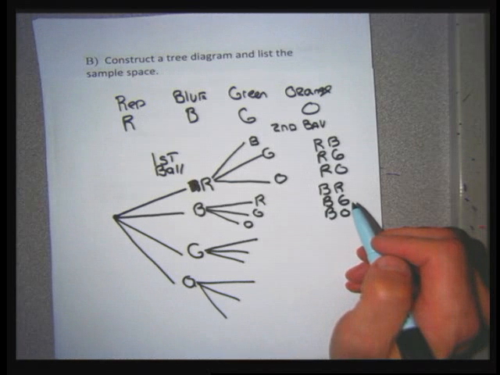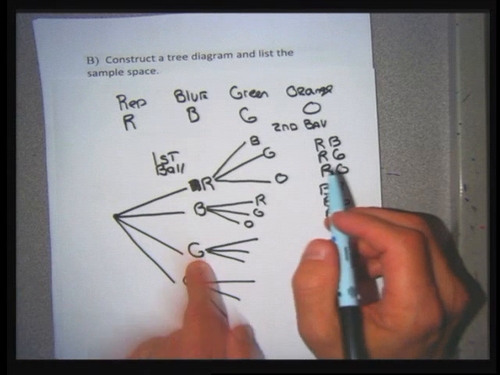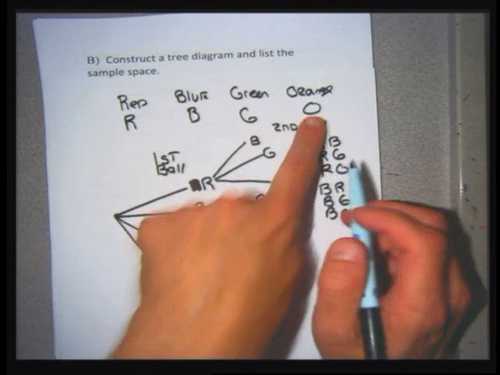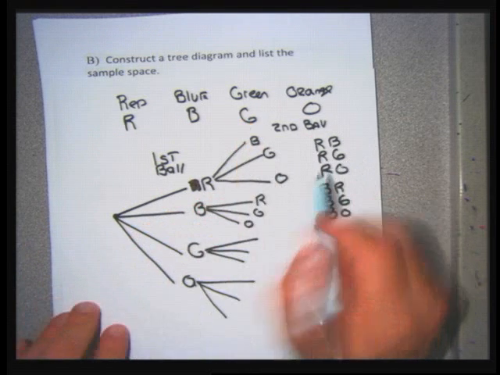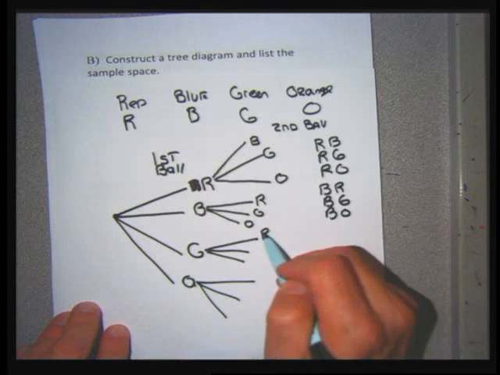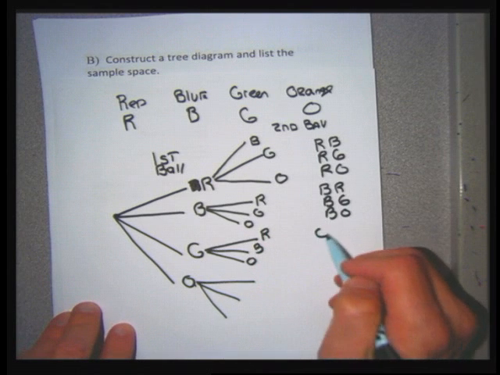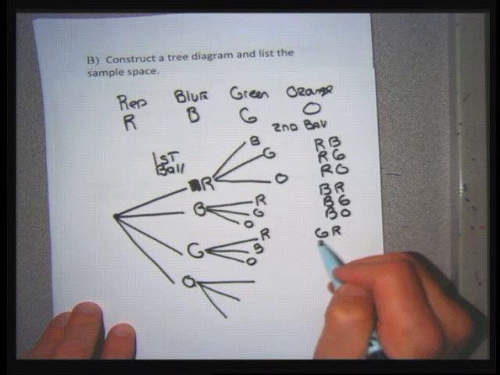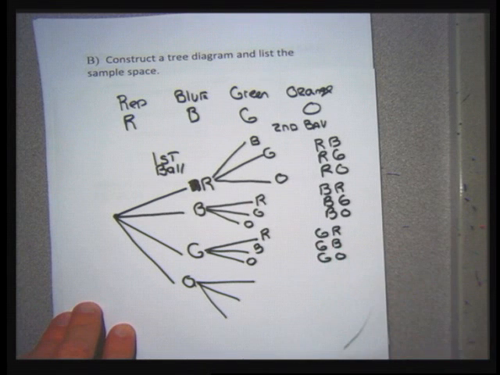Not done yet. I only have 6 of the 12 items in the sample space. If the green is selected first, then I could get a red, a blue, or an orange for the third, but I couldn't get a green because I'm not putting it back, because of the without replacement. So this is going to have a red, a blue, and an orange. And so now I'm going to write green, red, green, blue, green, orange. There's 9 items of the 12 in the sample space.